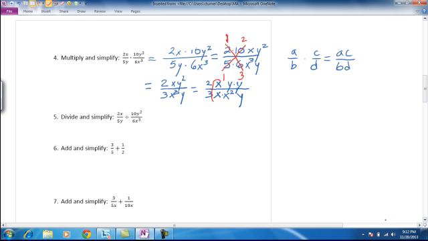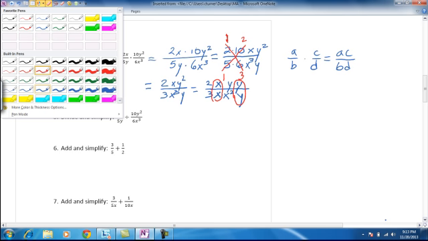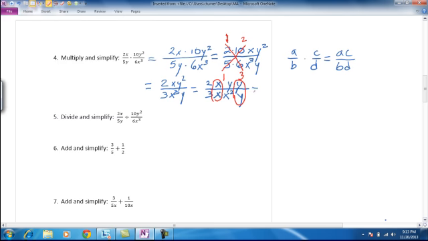Now, the x's that have the same power will cancel, and the y's to the first power, same power, cancel, because those are equivalent to 1. So when all's said and done here, I think that's going to leave us with a 2y on top and a 3x squared down below. And that'll be my final result for that one.